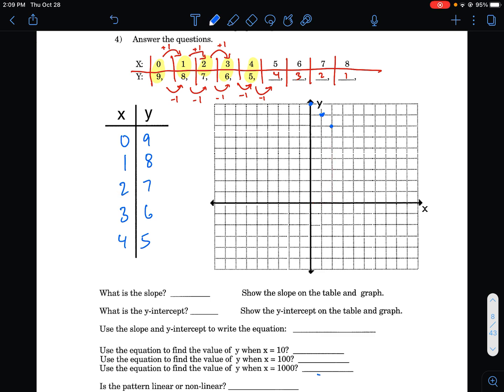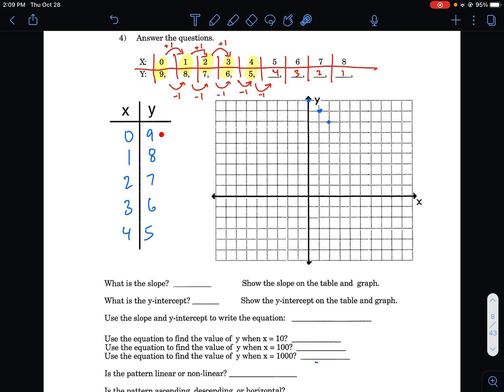And you may even notice that if I'm going down by 1 for y every time I go up 1 for x, you can just go down 1 for y and over 1 for x. Down 1 for y, over 1 for x. Down 1 over 1, and so on and so forth. That's also a way you can figure that out without having to look at the points and then graph them. Anyways, I'm going to draw a line straight through all these points.